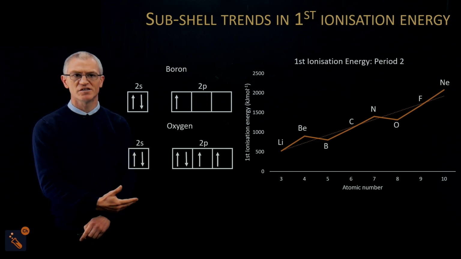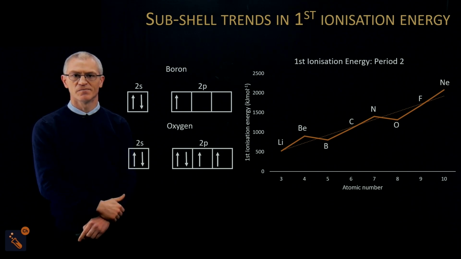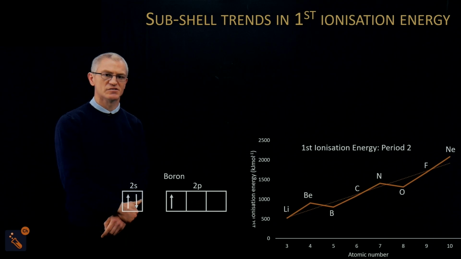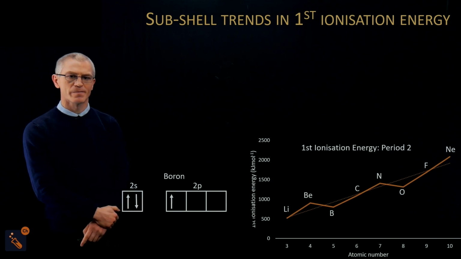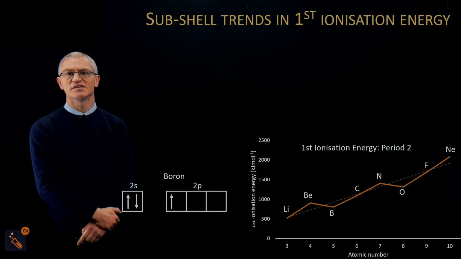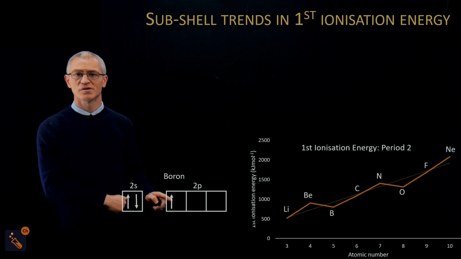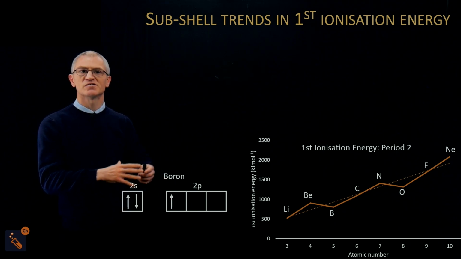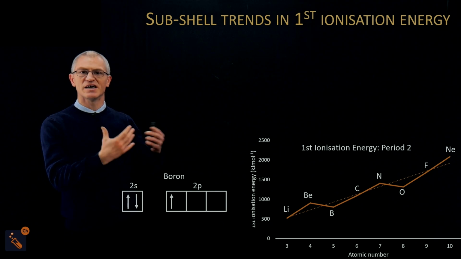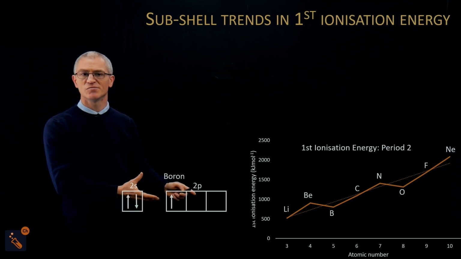Now let's focus on why this means that the first ionization energy goes down. So let's look at boron first. Boron is a p block element, because its highest energy electron is in the p block. That means this is the highest energy electron. Higher energy means you're slightly further away from the nucleus, because you have the energy to escape the pull of the nucleus, which means it takes less energy to remove it.